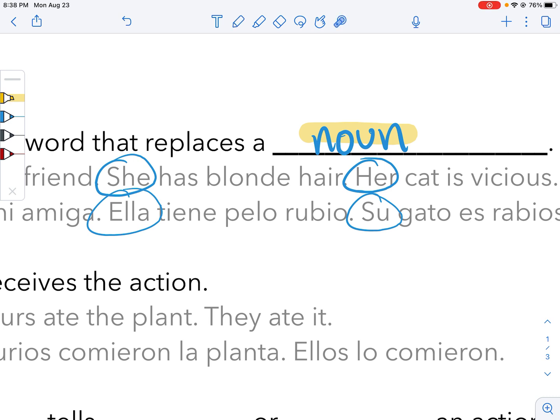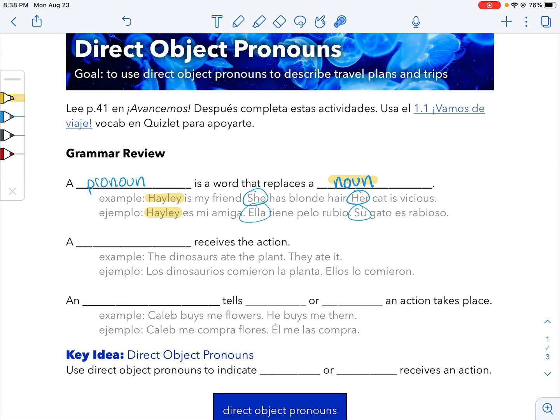So ella, you really don't have to know this, but ella is a subject pronoun because it's the subject of the sentence. Su is possessive because we're saying the cat belongs to her. That's her cat. We're going to talk about 2 kinds of pronouns today. The main one is direct object pronouns.